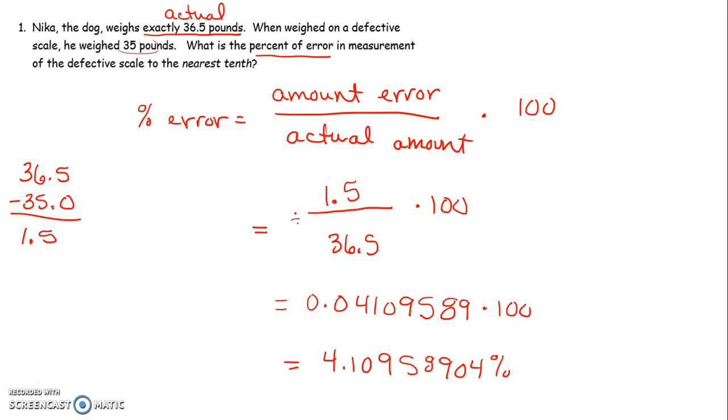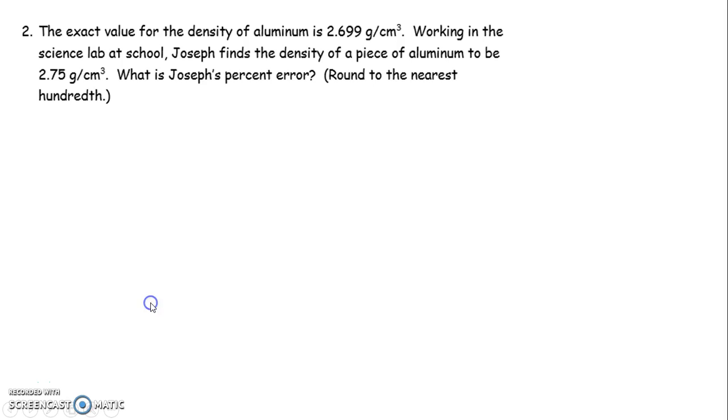Now let's just reread. Did they want us to round it? Oh yes, round it to the nearest tenth. All right, so if we're going to round to the nearest tenth, the question is is this crazy number closer to 4.1 or 4.2? Well, hopefully you can see this number is really close to 4.1. We got a 0 after this. So this is about 4.1% error. That scale is going to weigh any animal that gets on it about 4.1% below what their actual weight is.